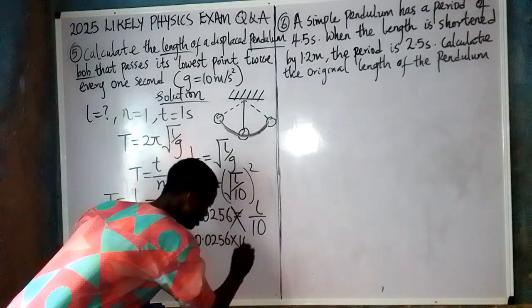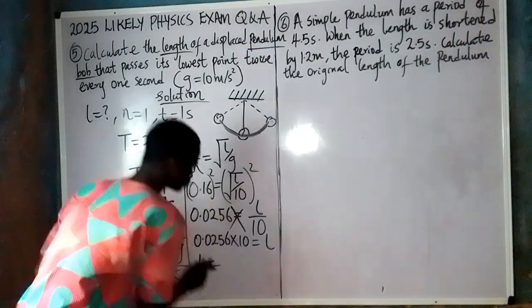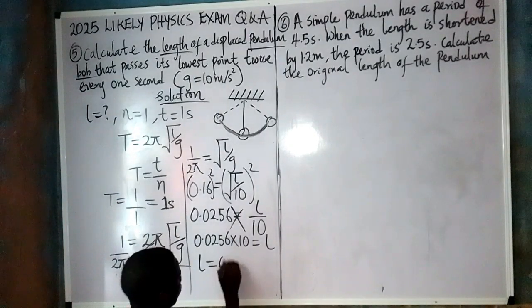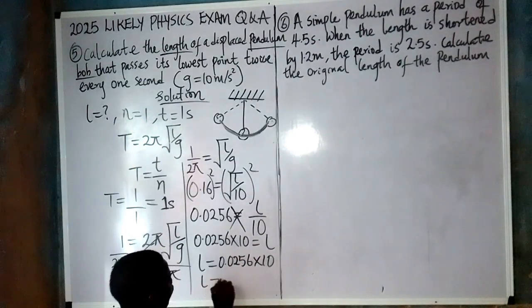times 10 is equal to L. So you cannot say L is equal to, whatever we get here will be the final answer. Let's say 0.02, okay, 56 times 10. Finally, L will be equal to what?